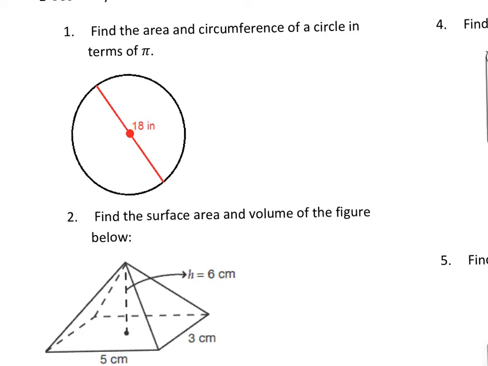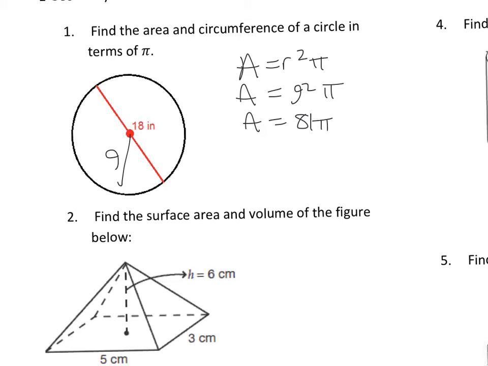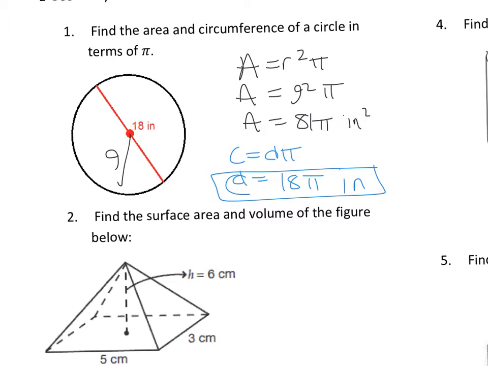Okay, number one, find the area and circumference of a circle in terms of pi. So 3 lines of work: area equals r squared pi, area equals 9 squared pi, area equals 81 pi inches squared. And circumference equals diameter times pi, or 2 pi r. Circumference equals 18 pi inches. So circumference is in inches, area is in inches squared.